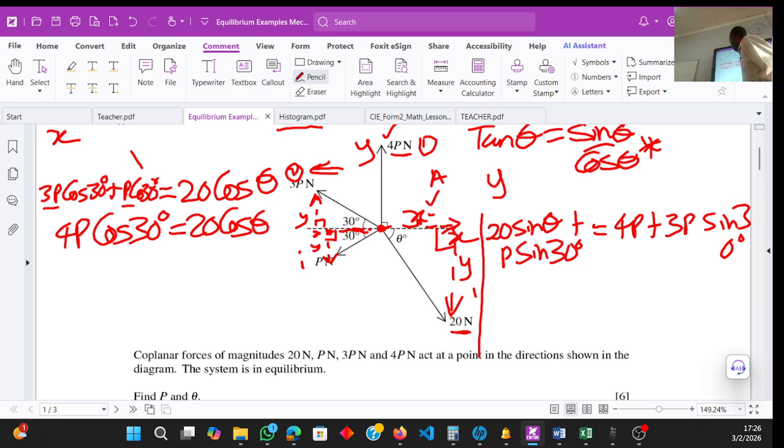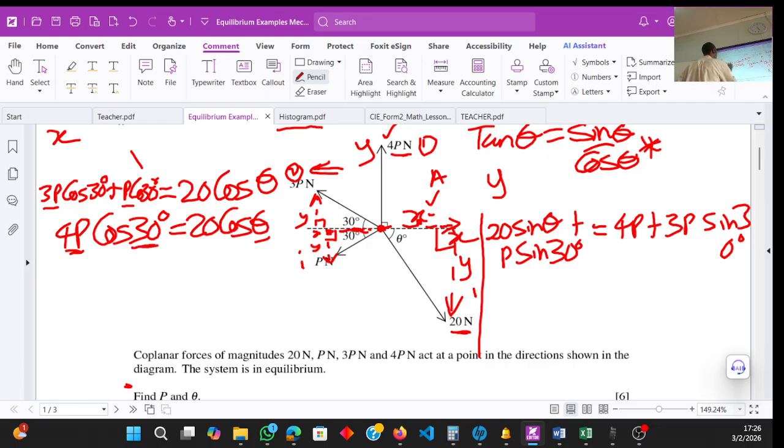I'm expecting to get simultaneous equations out of these two. That's the x and y. Why do I say so? I've got a variable p, which is an unknown, and also variable theta. Hence, the question is asking us here to find the values of p and theta. So let me try and simplify my equations further.